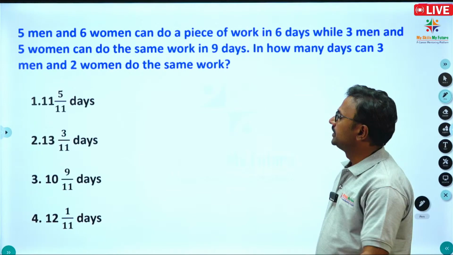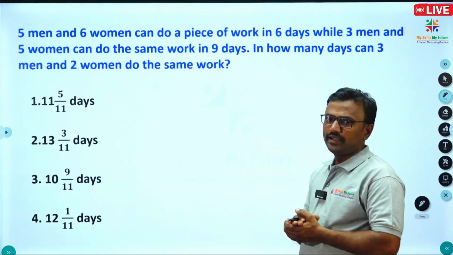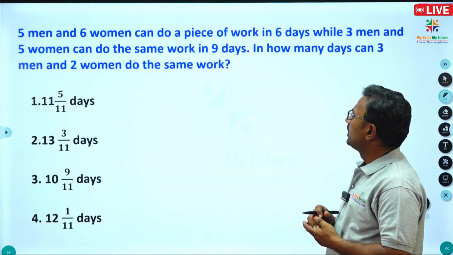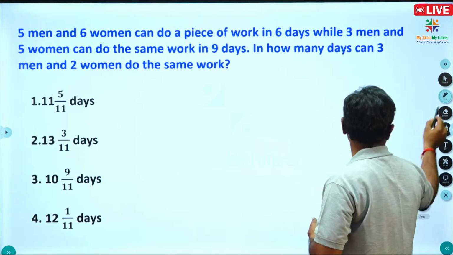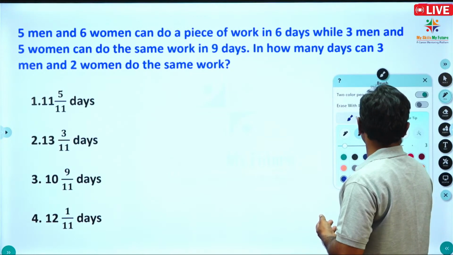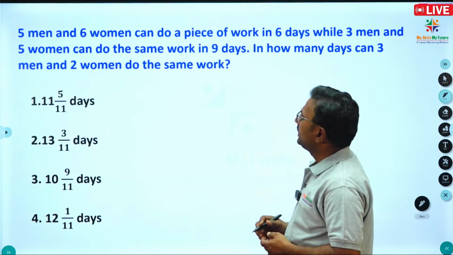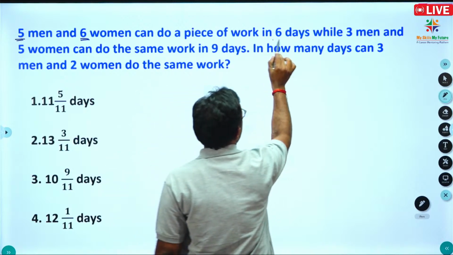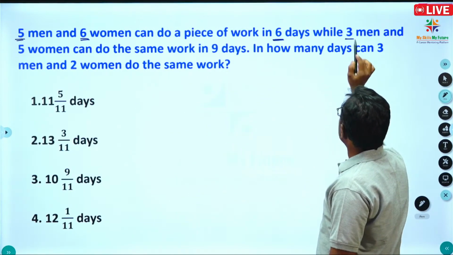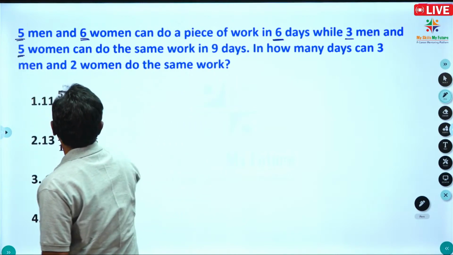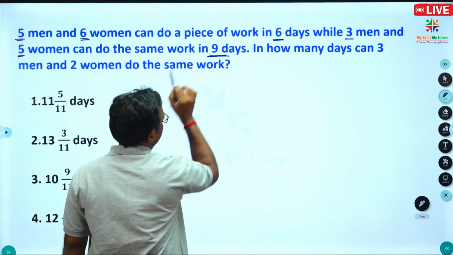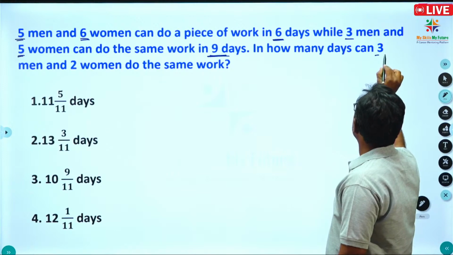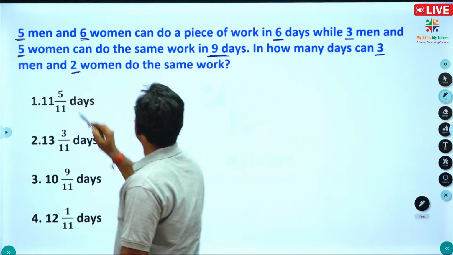Right. Okay. So the question comes under time and work. 5 men and 6 women can do a piece of work in 6 days, while 3 men and 5 women can do the same work in 9 days. So what is our question? In how many days can 3 men and 2 women do the same work?